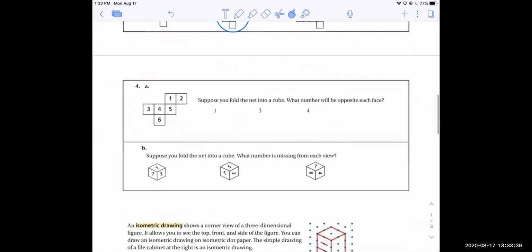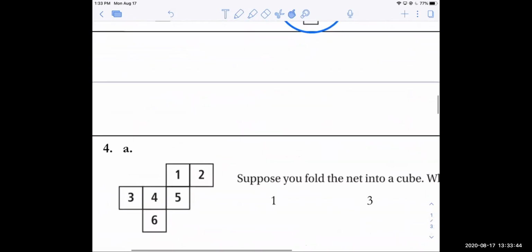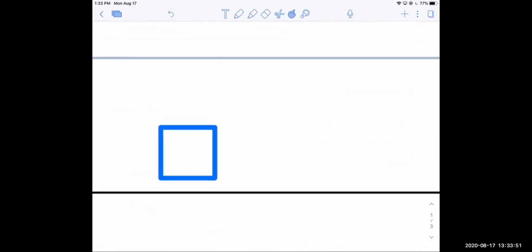Okay, second page. Suppose you fold the net into a cube. What number will be opposite each face? I'm going to go ahead and draw a little cube here. So I'm going to make a little square and then finish off the cube.